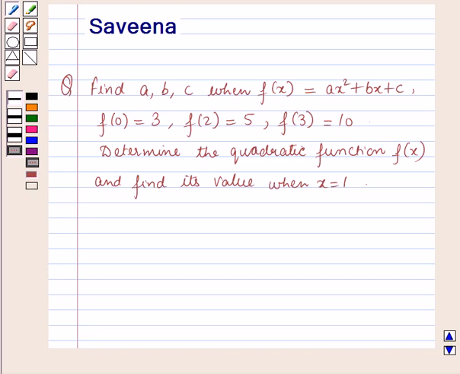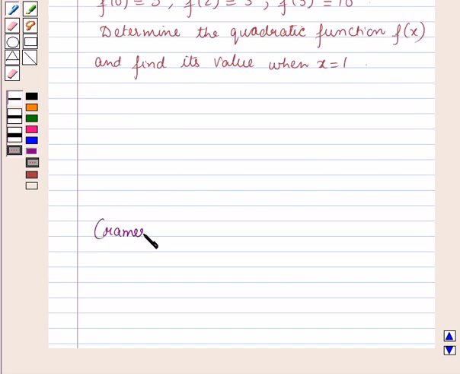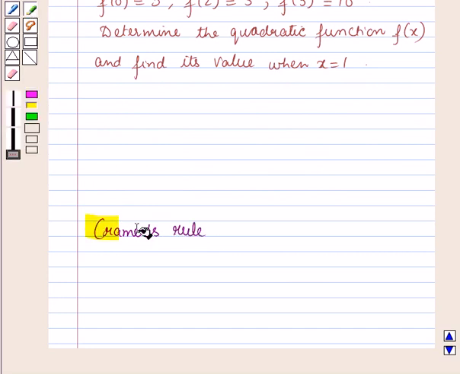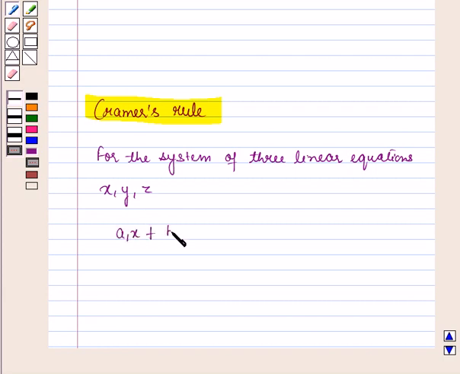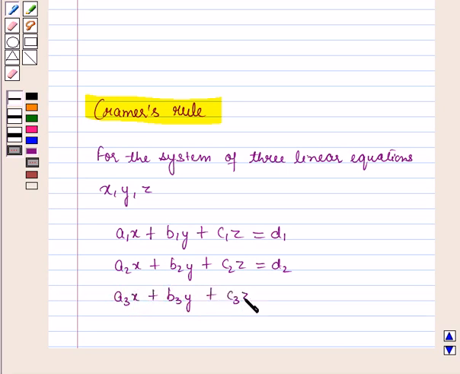Now, before starting the solution of this question, we should know a result, and that is Cramer's rule. Now, for the system of three linear equations in x, y, z, that is a1x plus b1y plus c1z is equal to d1, a2x plus b2y plus c2z is equal to d2, a3x plus b3y plus c3z is equal to d3.